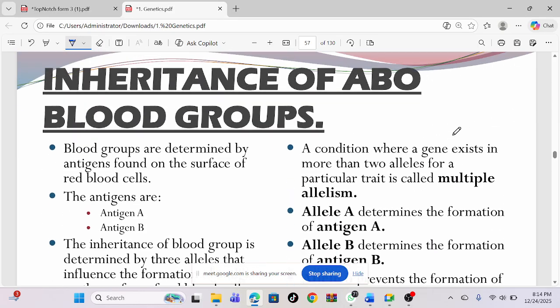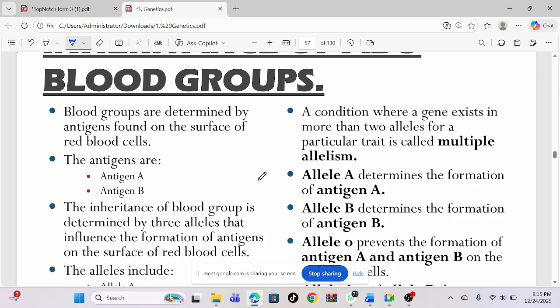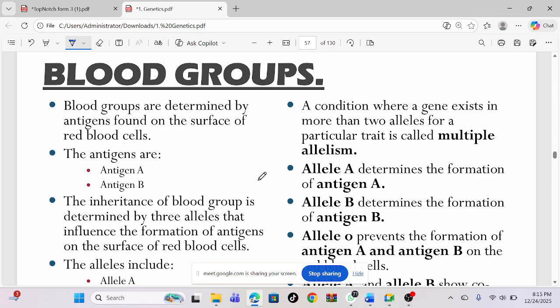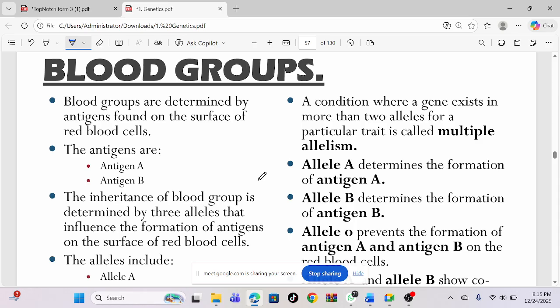So nikuje kwa inheritance of the blood group. ABO blood groups. So blood groups, there are two antigens by the way. From two work tukurudia, there are two antigens. Kuna antigen A and antigen B.